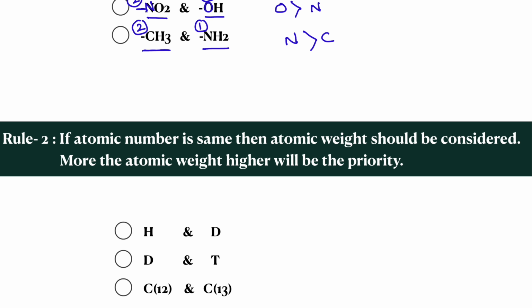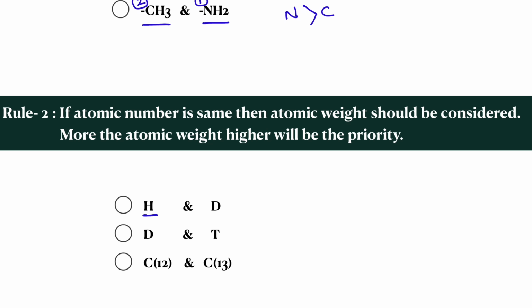So this is the first rule, and the second rule says if the atomic number of two atoms attached to a particular carbon is the same, in that situation we have to consider atomic weight. For example, hydrogen and deuterium are attached to a particular carbon. In that situation, deuterium atomic mass, that is mass number, is more than hydrogen. Therefore, deuterium receives first priority, hydrogen receives second priority.